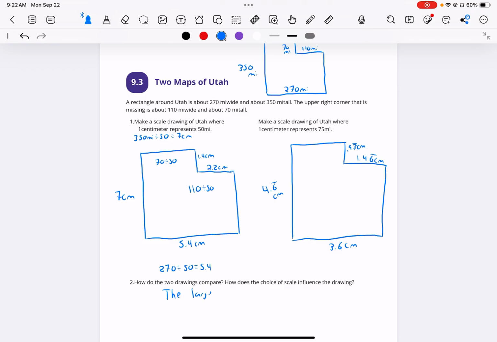So notice when we want to compare our drawings here, the larger the scale is, the smaller the scale drawing. Because if we compare these, this is 7 centimeters, but this one's only 4.6 centimeters.